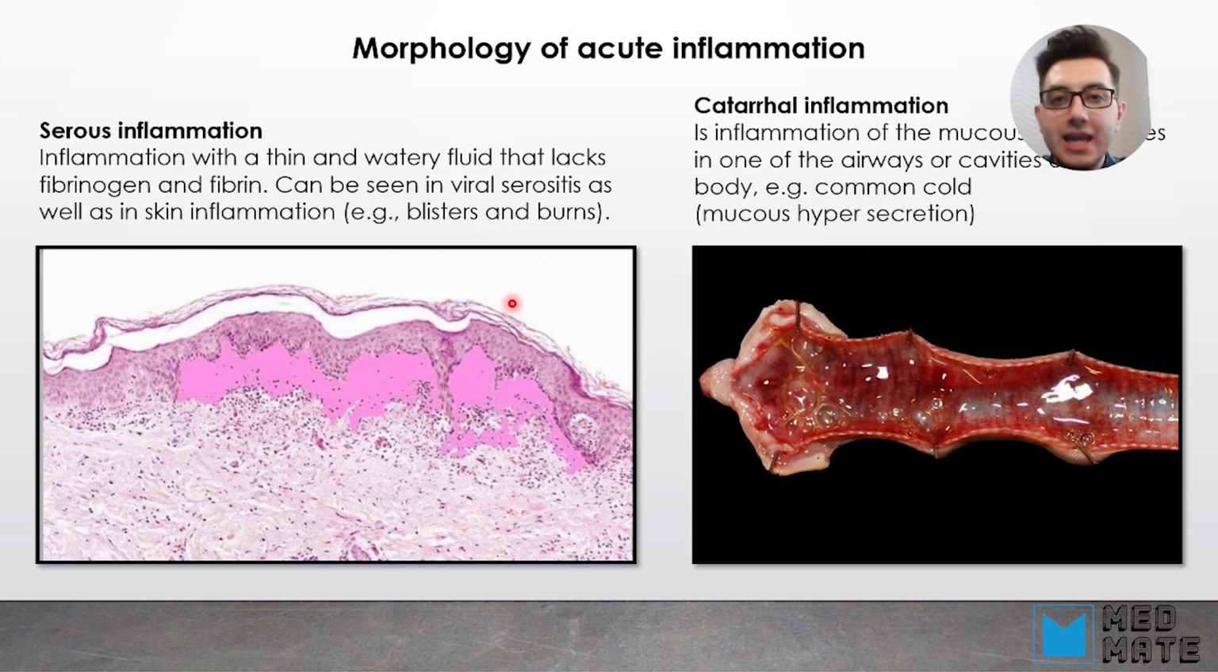fibrinogen. Now, another form of acute inflammation is catarrhal inflammation, and that happens in the common cold, and this is when we have hypersecretion of mucus. So it is inflammation of the mucous membrane, and it happens mainly in our airways or cavities of the body. You can see the appearance, how it looks.